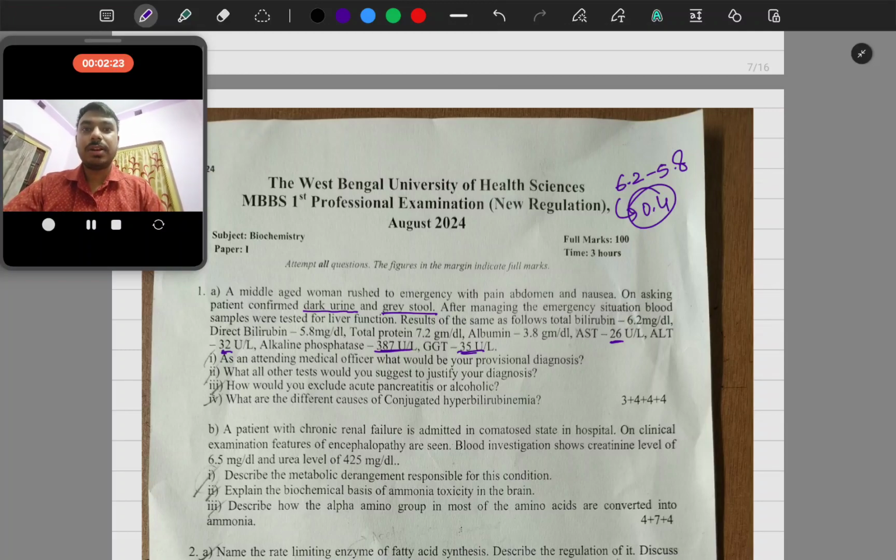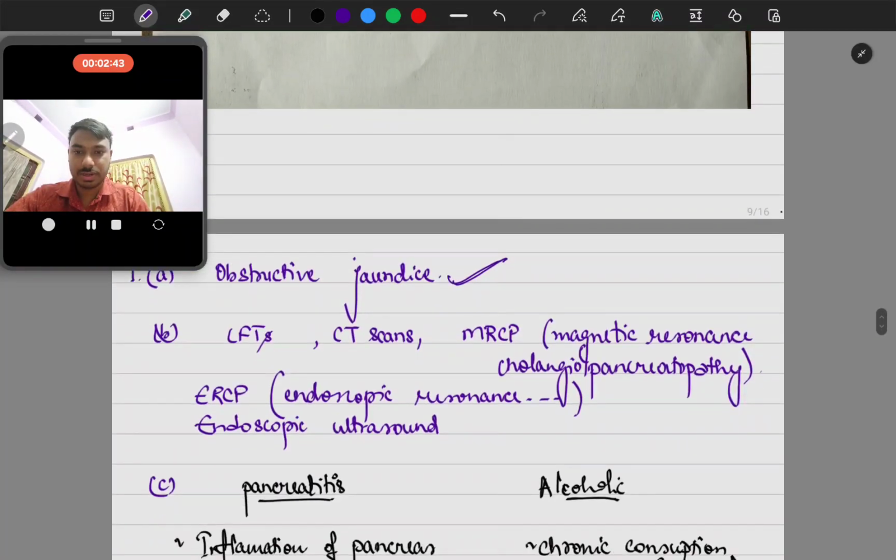So outer cellular damage generally occurs in obstructive jaundice, and if it were hepatocellular, then alkaline phosphatase along with AST and ALT would be high, but here only alkaline phosphatase is high. That means I am saying that it is obstructive jaundice. So the answer is obstructive jaundice.